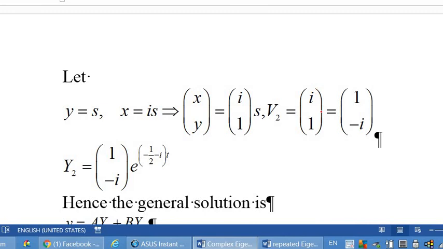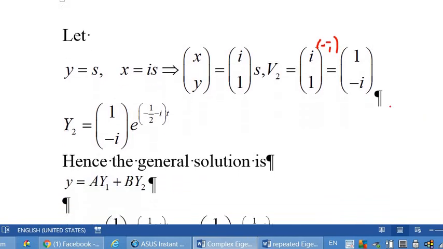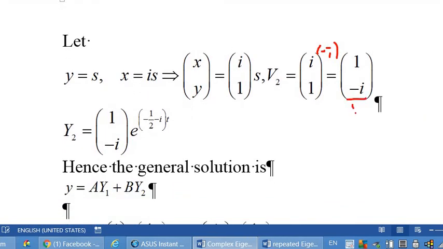If you multiply v2 here by negative i, then i squared is negative 1, so negative again becomes positive 1. That's why the second row will be negative i. Hence y2 will be the v2 here, 1, negative i, multiply exponent lambda 2 t.